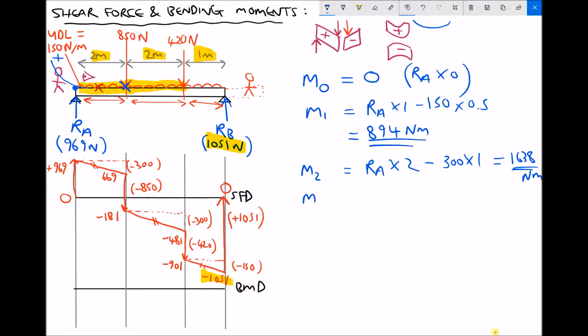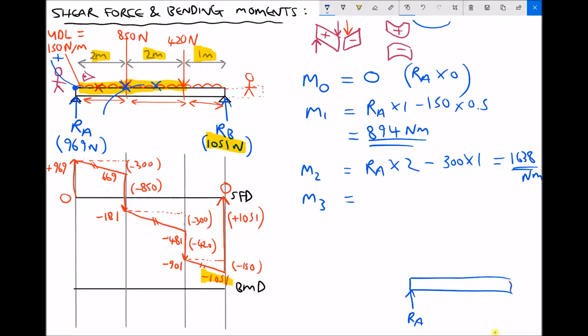Okay, let's go to 3 meters. Now at 3 meters, we're going to have RA causing positive bending. We're going to have 850 newtons causing negative bending. On the diagram we'll be stood here. So the 850 newtons is causing negative bending. And this time we're going to have 3 meters worth of UDL. I'll sketch this out one more time. So this time we have 3 meters worth of beam.